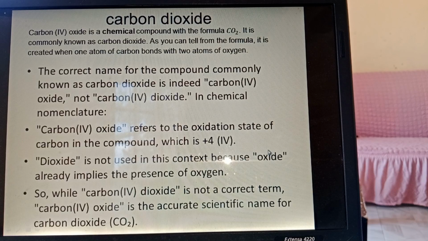So it is not wrong actually to use the common name, but scientifically or in chemical nomenclature, we expect you to use the systematic name so that you communicate with other scientists. So, as you can tell from the formula, it is created when one atom of carbon bonds with two atoms of oxygen.